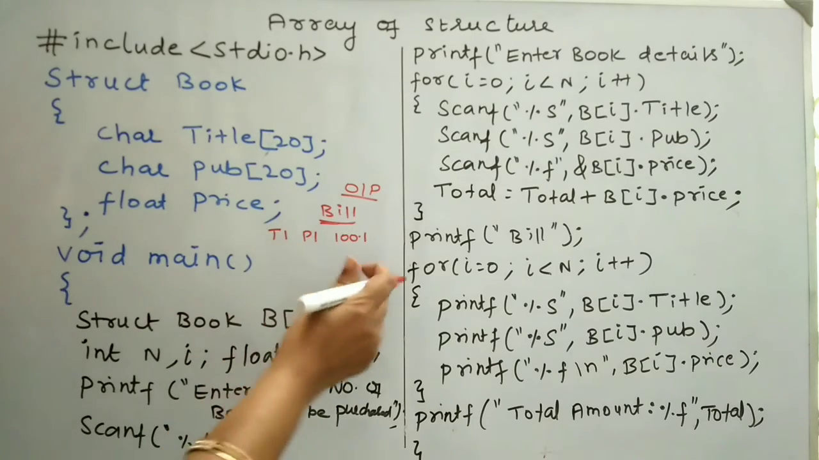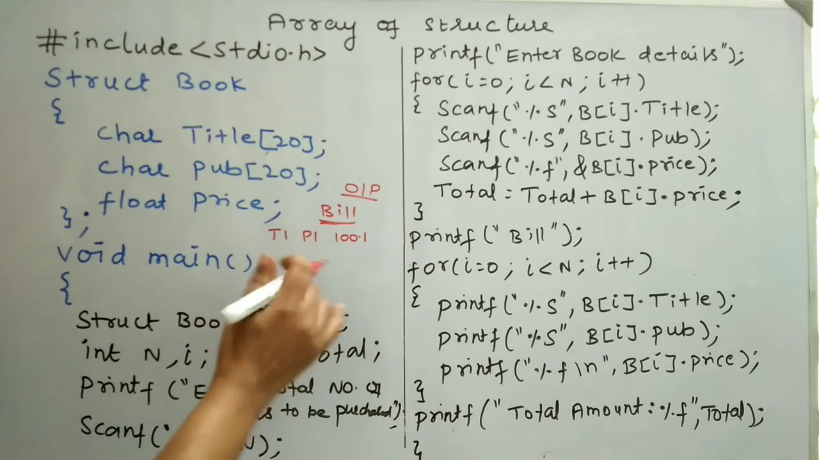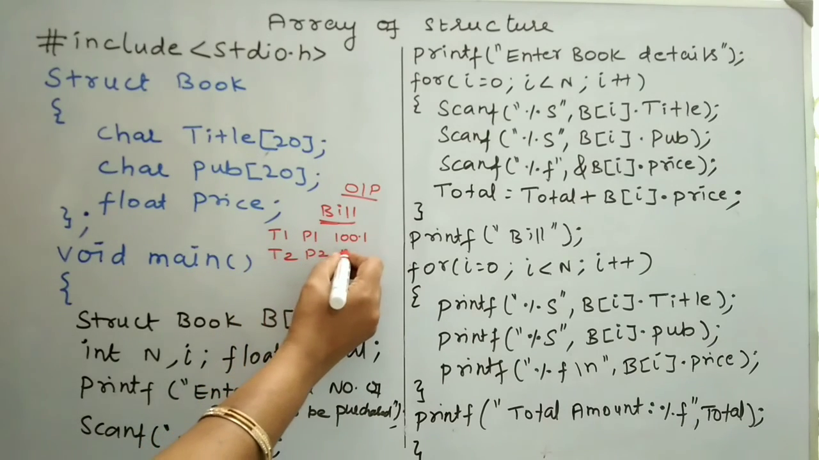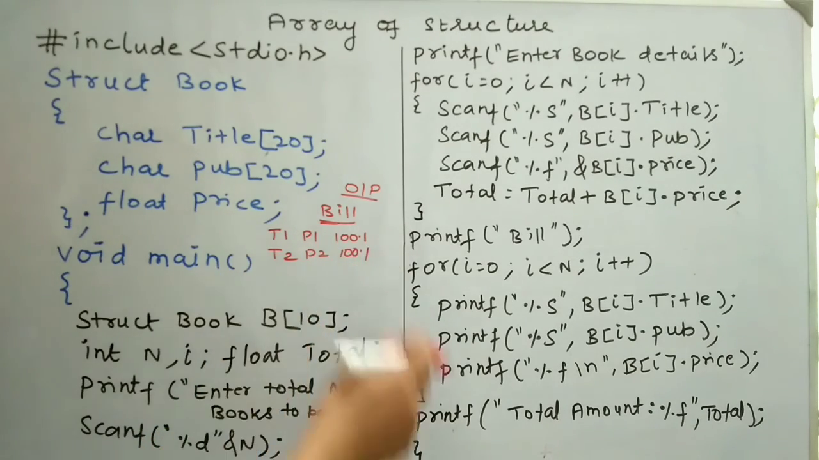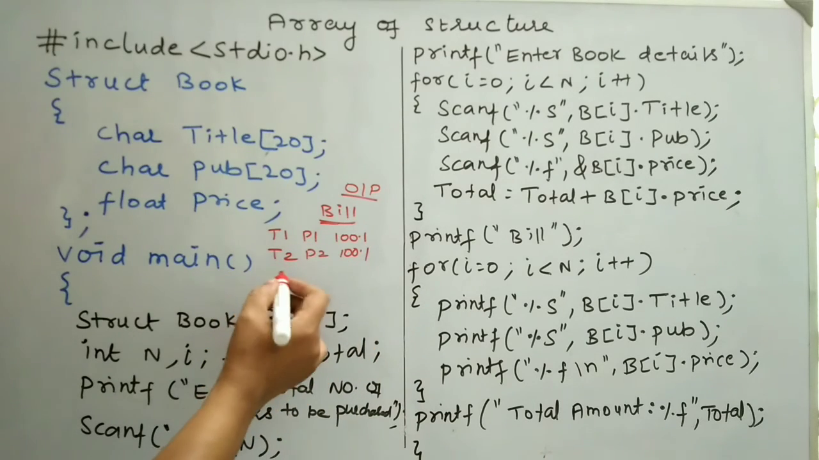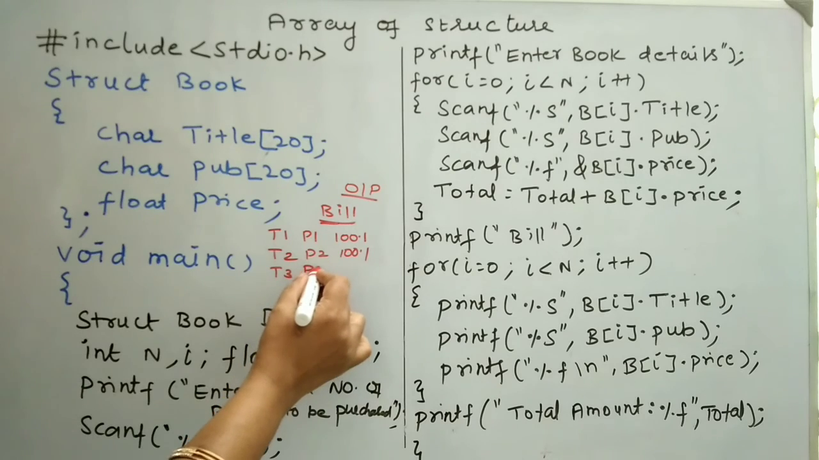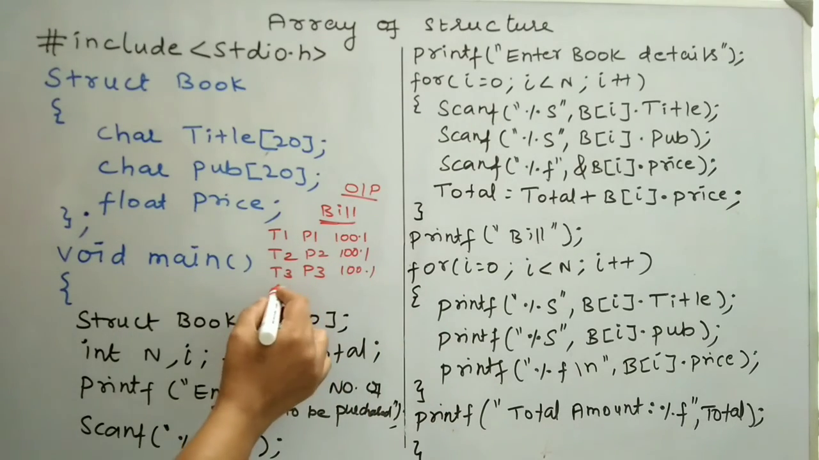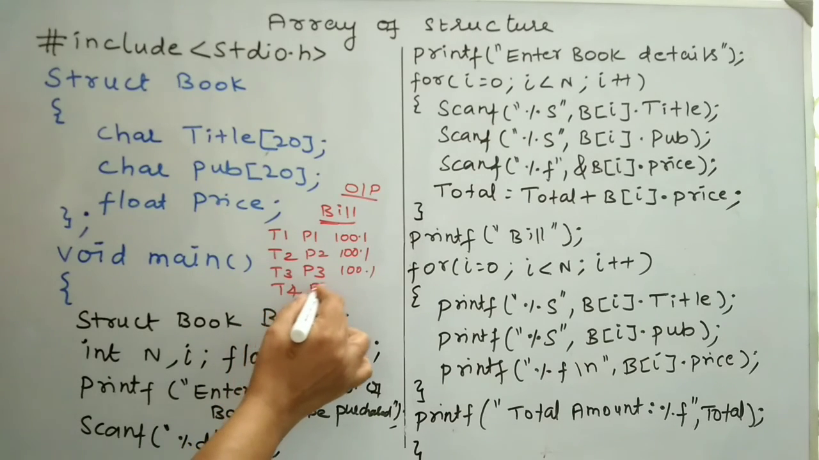Then I becomes 1. The detail of the second book will get printed: T2, P2, 100.1. Then I'll move to the third line. In the next line, the detail of the third book will get printed: publisher P3 and 100.1. And then the detail of the fourth book will get printed.